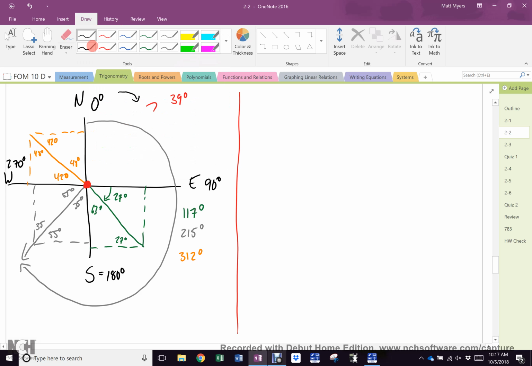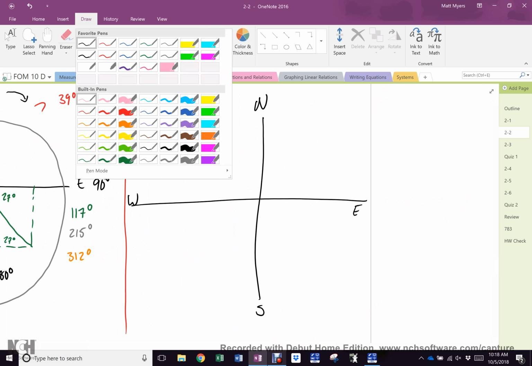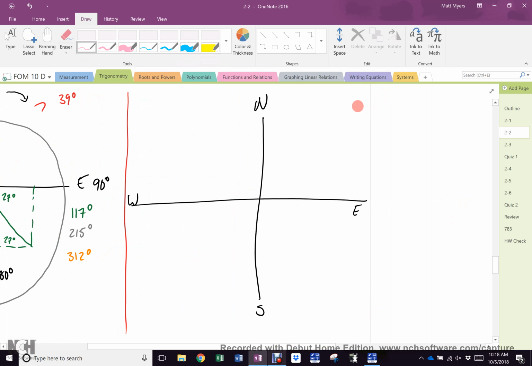It's based on this. So make another compass. Make it north, east, south, west. And this is the other way we do directions. The other way we do directions looks like this. It is a starting direction, a start, an adjustment, and then a direction.